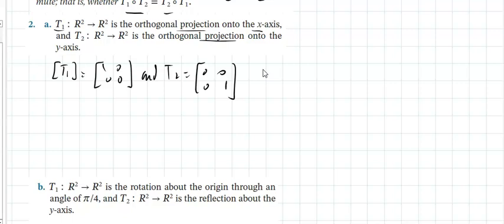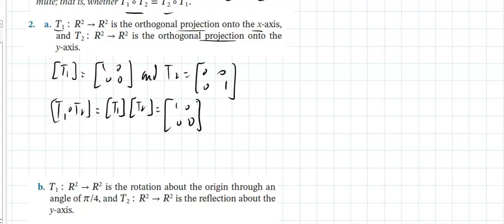So let's see how this works. We want to figure out what is the composition of T sub 1 composed with T sub 2. If I take T sub 1 composed with T sub 2, that is the matrix T sub 1 times T sub 2, which is 1, 0, 0, 0 times 0, 0, 0, 1, and that equals 0, 0, 0, 0.